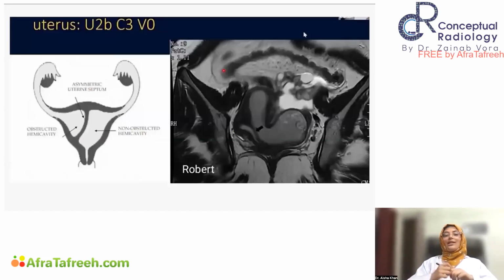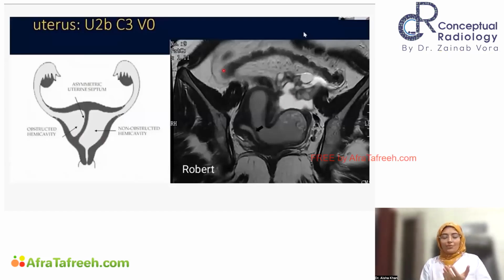Achha, this is a really interesting case, a relatively new entity introduced, which is called Robert's uterus. So what is Robert's uterus? Anyone? Have you seen these cases in your OPDs? Anyone, anytime? This is not very common actually. It is a rare entity.